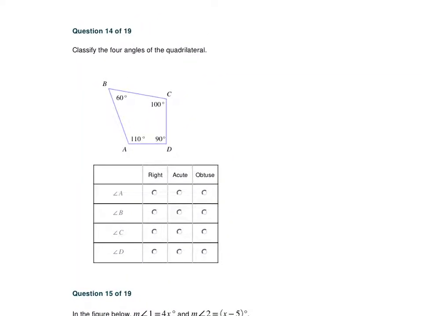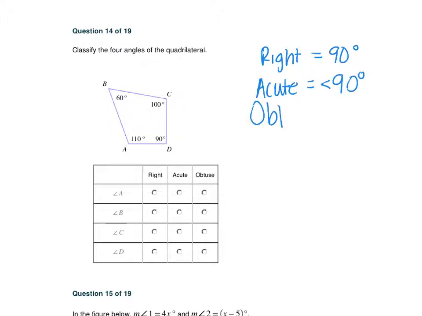Question 14 is asking me to classify the 4 angles. So I have 3 classifications. I have right angle, which equals 90 degrees, acute being less than 90 degrees, and obtuse being greater than 90 degrees.